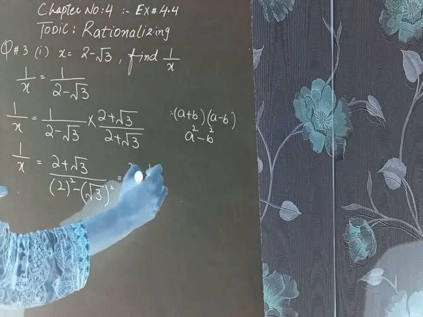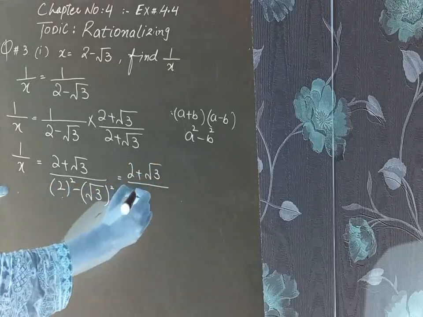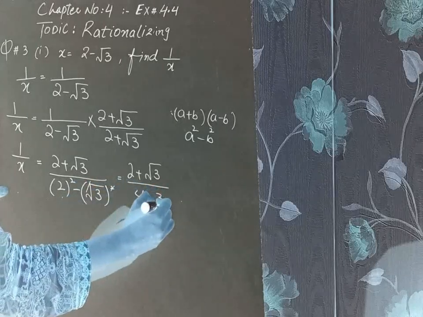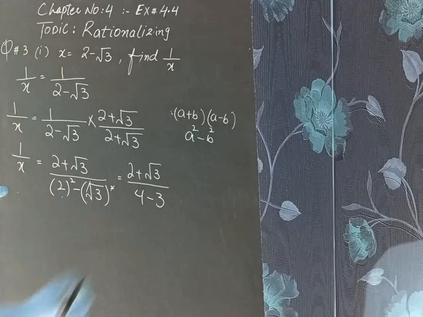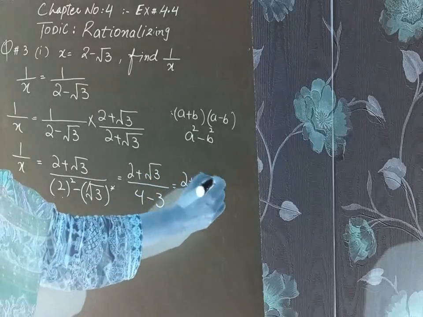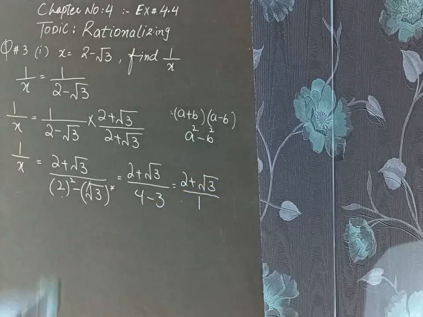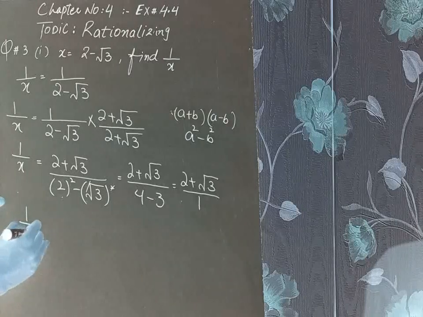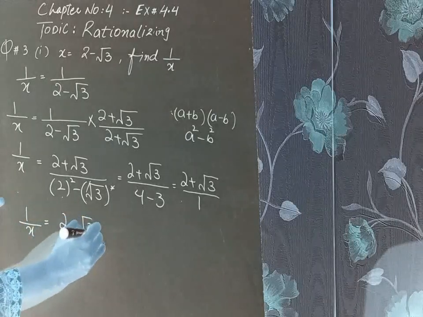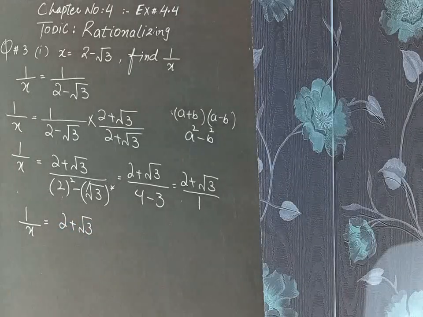2 plus under root 3 over the square of 2, which is 4. And this square is cancelled by the root, so this is minus 3. So this is 2 plus under root 3 over 1. There is no need to write the 1 in the denominator. So 1 over x is equal to 2 plus under root 3, which means we have found the value of 1 over x.